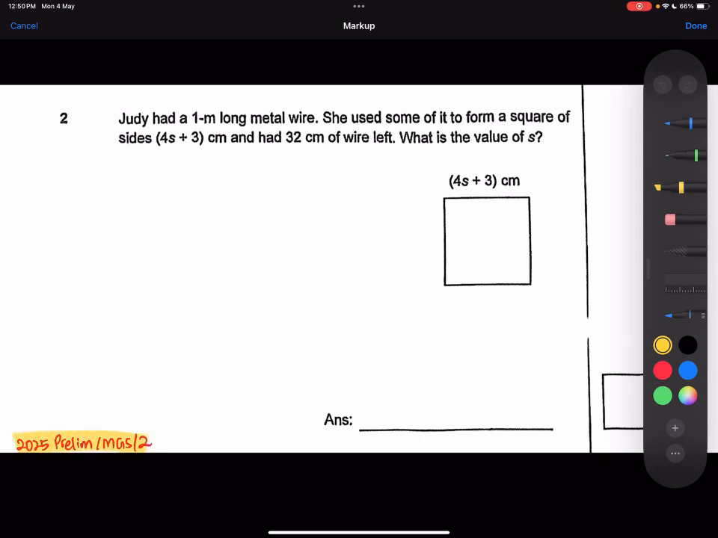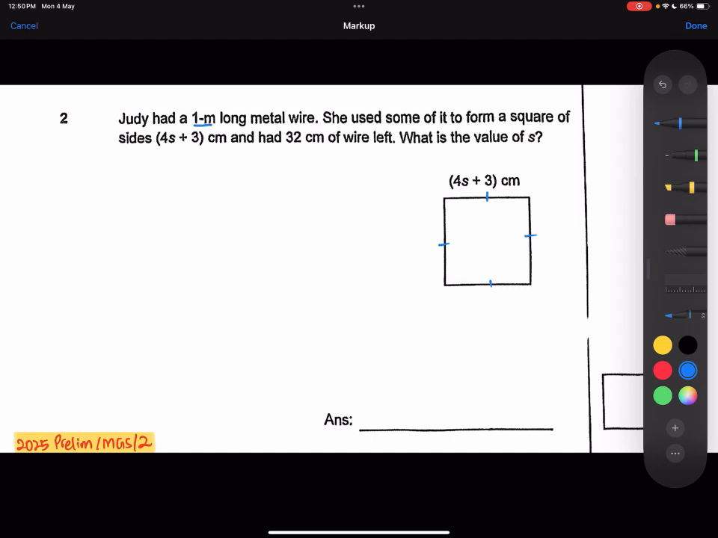2025 Prelim MGS Paper 2, Question 2. Judy had a 1 meter long metal wire. She used some of it to form a square of sides 4s plus 3 centimeter. Alright, this is a square. And had 32 centimeter of wire left. What is the value of s?